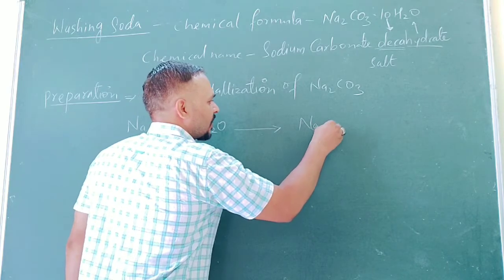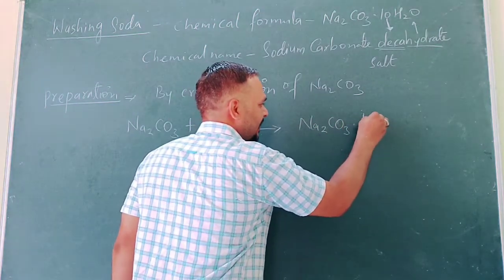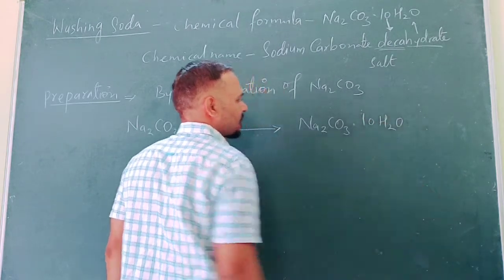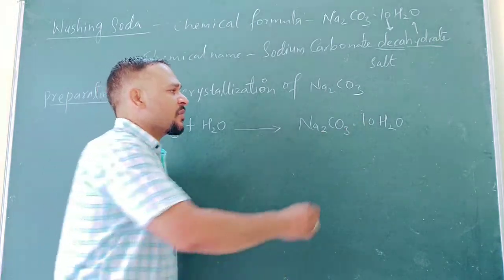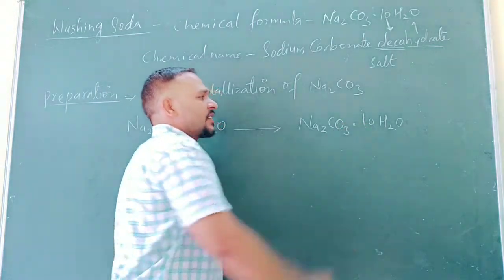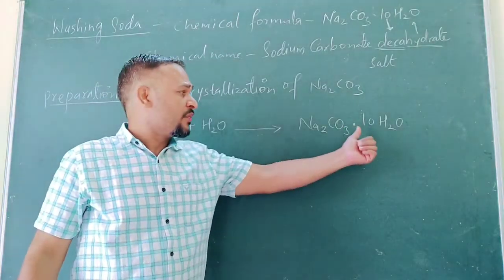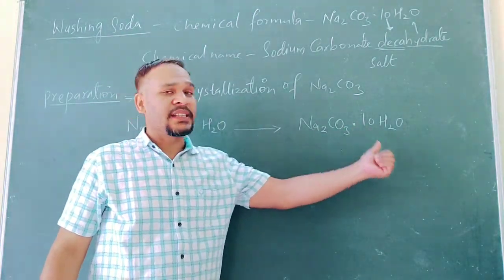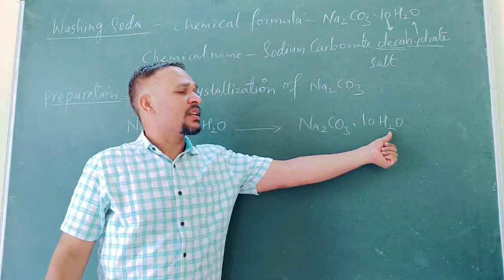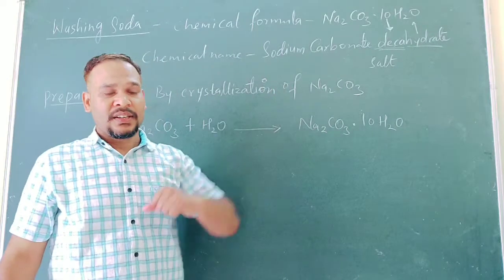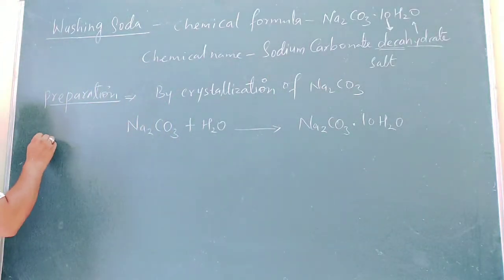Sodium carbonate along with 10 H2O molecules. These 10 H2O molecules are not chemically attached. If they were chemically attached, bonding would take place, but they are not attached chemically. Once you heat this salt, what will happen? The water will evaporate. So this is the preparation.